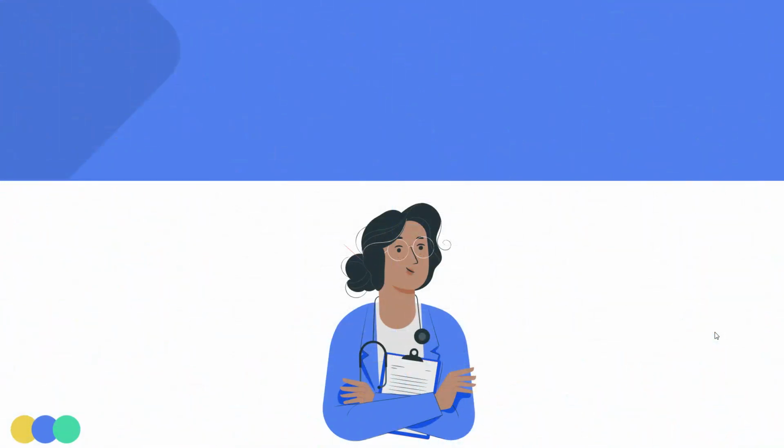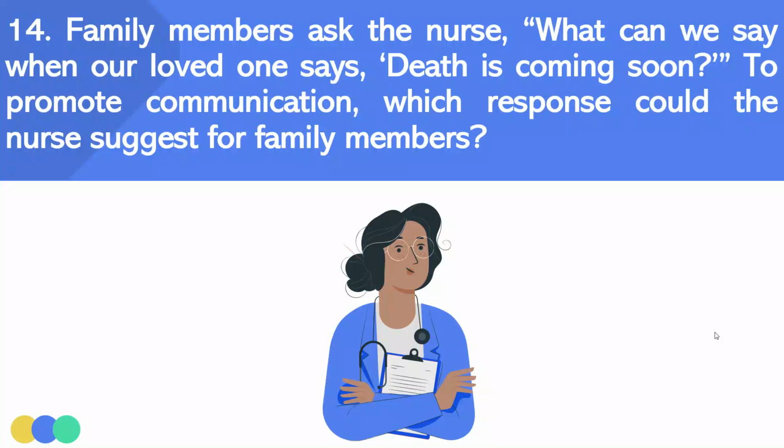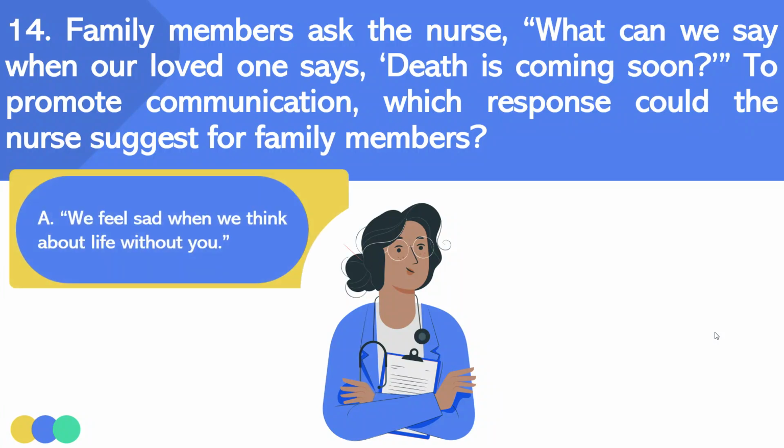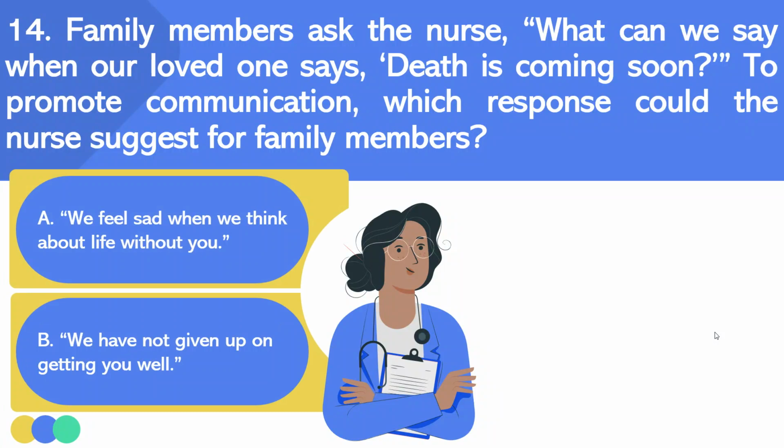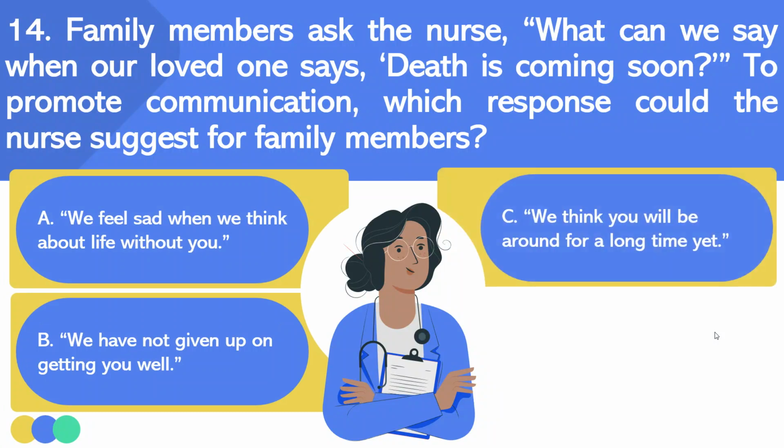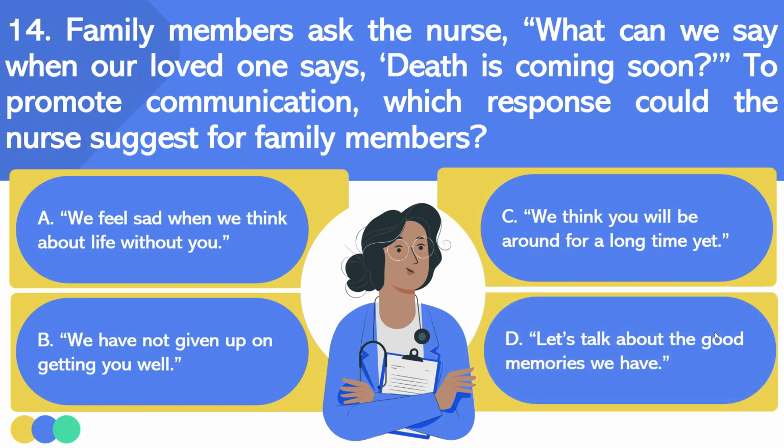Number 14. Family members ask the nurse, what can we say when our loved one says death is coming soon? To promote communication, which response could the nurse suggest for the family members? Letter A. We feel sad when we think about life without you. Letter B. We have not given up on getting you well. Letter C. We think you'll be around for a long time yet. Letter D. Let's talk about the good memories we have.